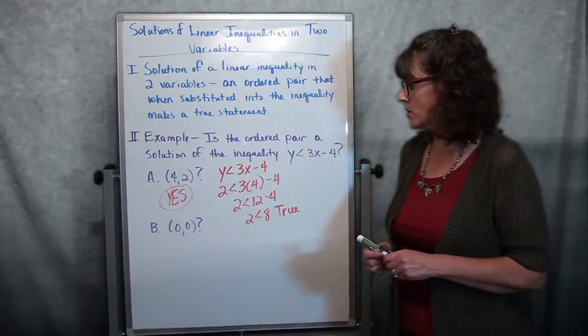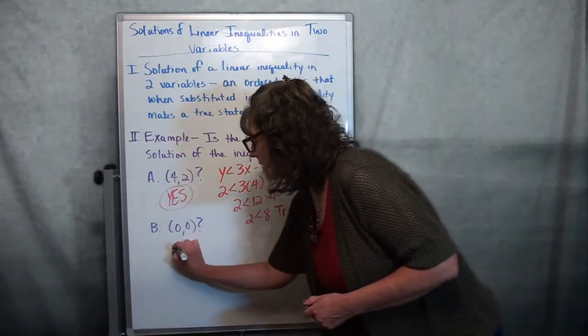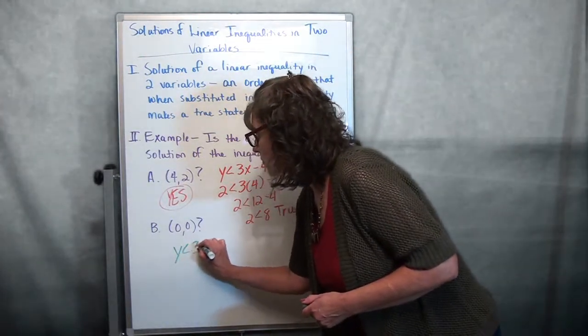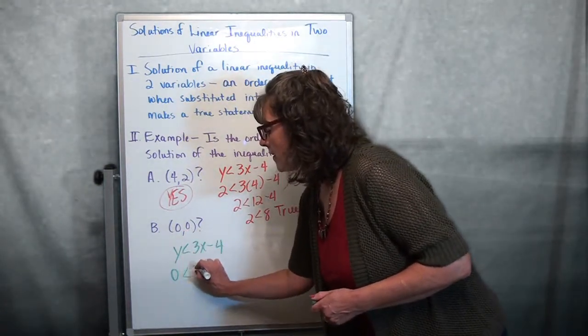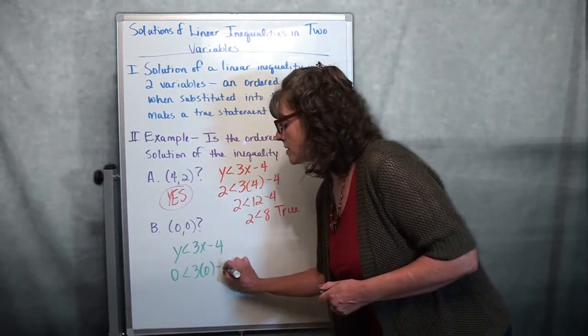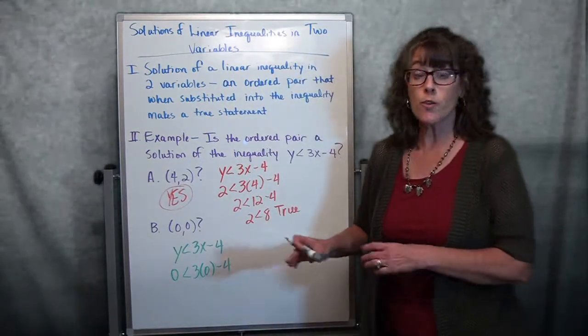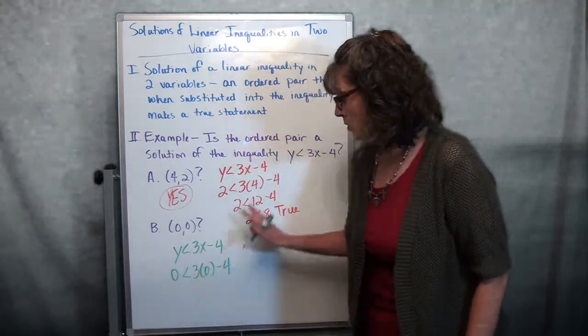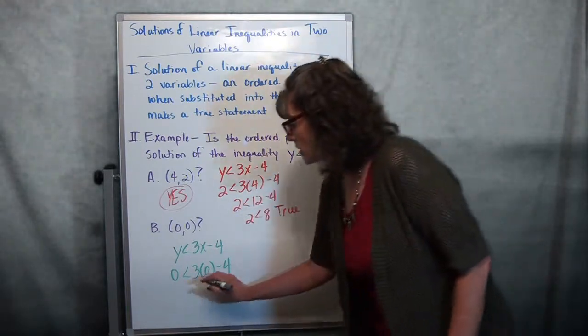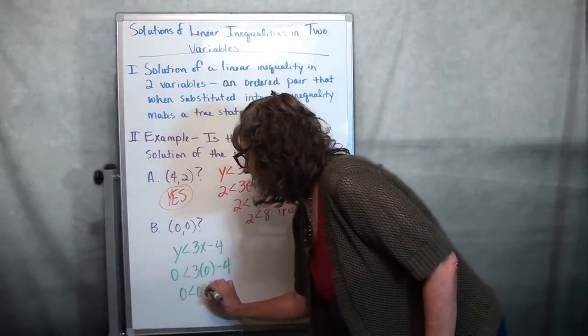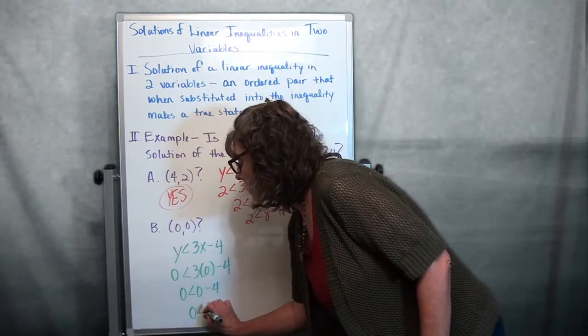Well, let's try 0, 0 and see what happens. Let's take my linear inequality, y less than 3x minus 4. Let's substitute the 0 for the y. Let's substitute the 0 for the x. Now, let's follow the order of operations. It says multiply first. That's why I multiplied here and then subtracted. Order of operations says multiply first. 3 times 0 is 0. And I have 0 minus 4, which is a negative 4.